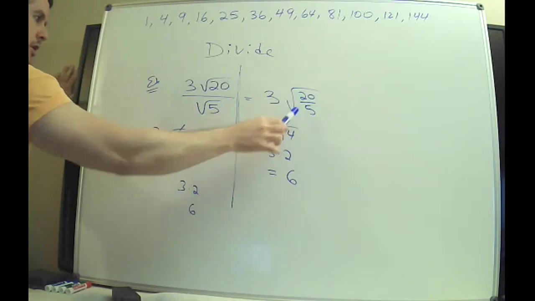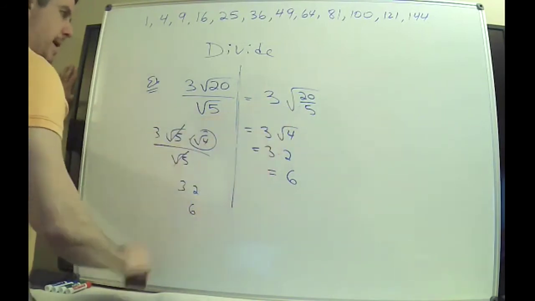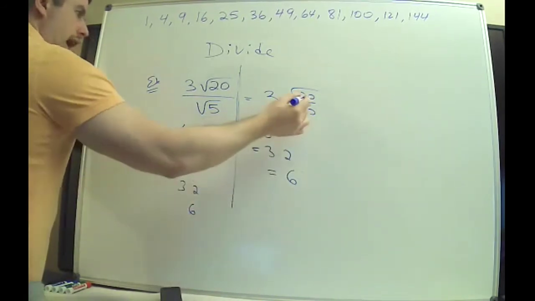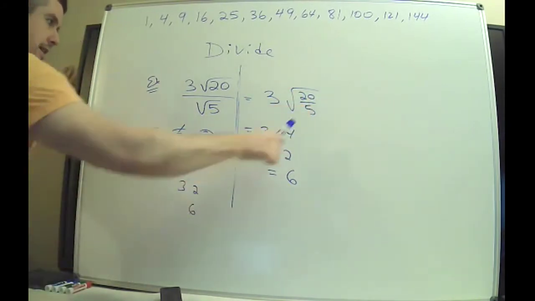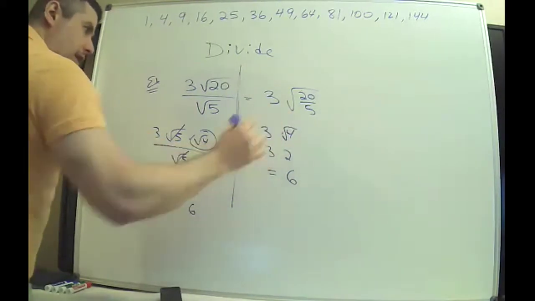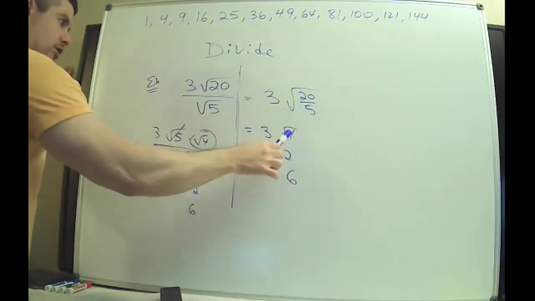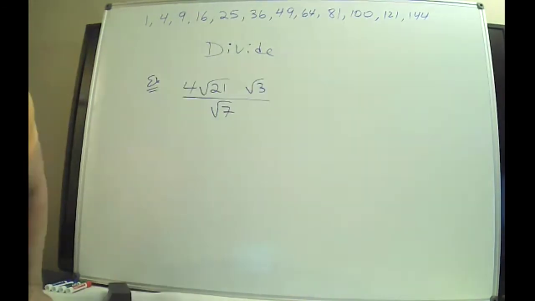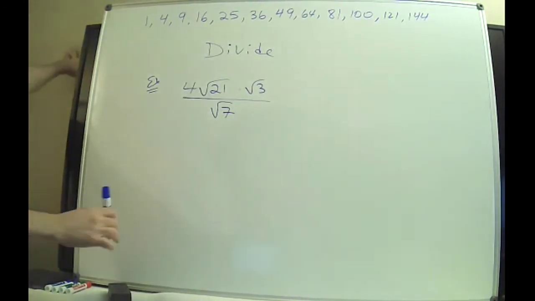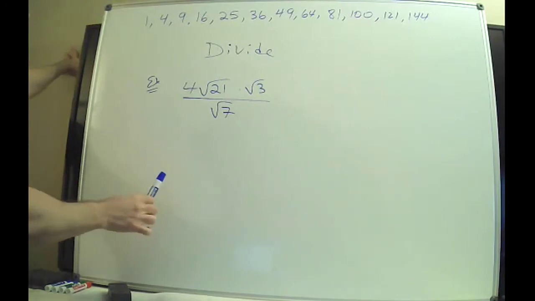Make sure, the mistake I see people make here is they do radical 20 divided by radical 5 and they write 4. This is not 4. This is radical 4. They're both in the radicals, so you got to keep him in the jail, okay? So be careful there. All right, so the third example, this one is a much harder one.